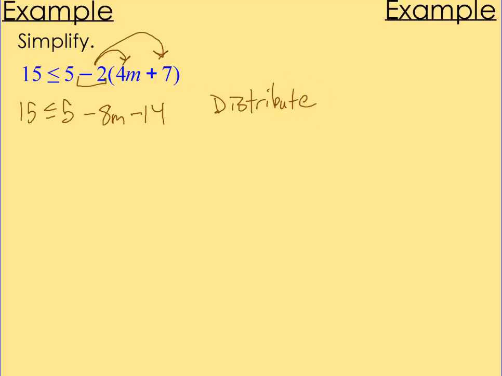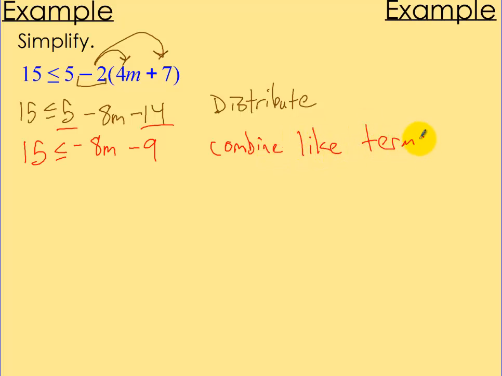My second step is, well, I got one variable m, okay, that's good, but I got these 2 numbers on the same side of the inequality, so I'm going to combine them. 5 minus 14 is going to be negative 9. So I got negative 8m minus 9, and we got a 15 here. And we combine like terms. Numbers are like terms. If it's just a number, they are like terms.